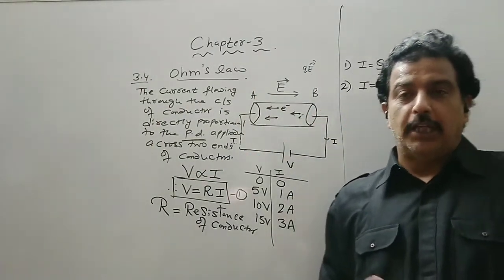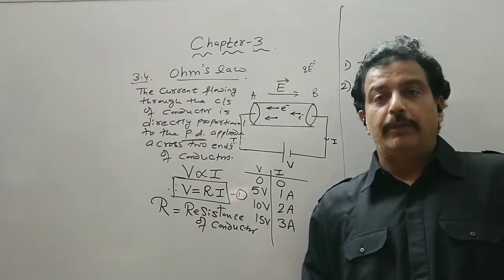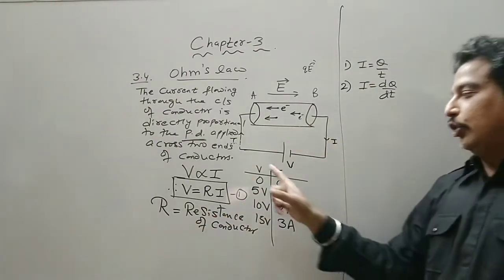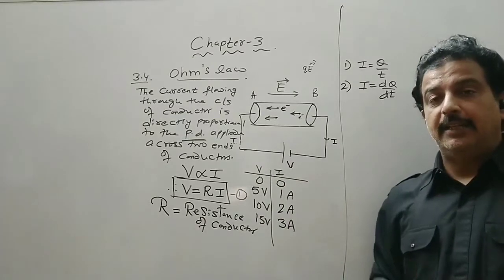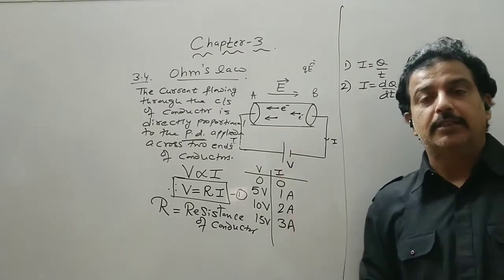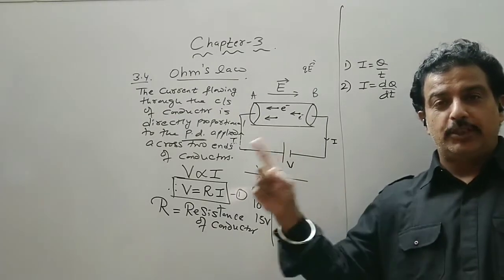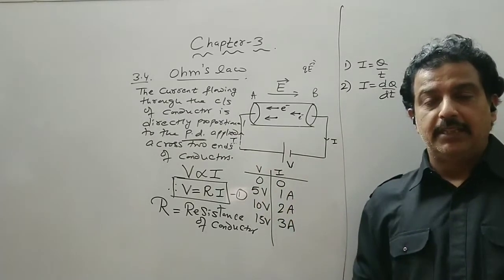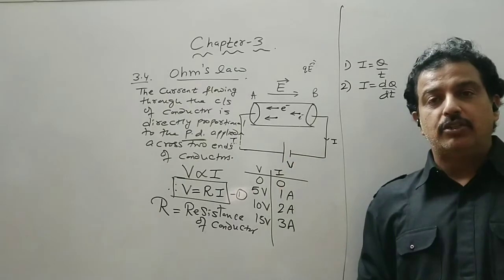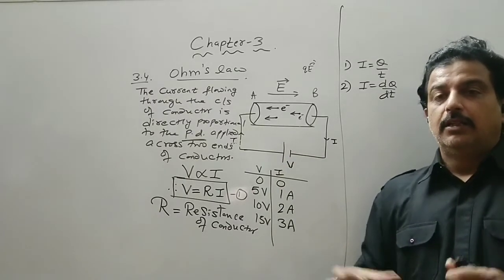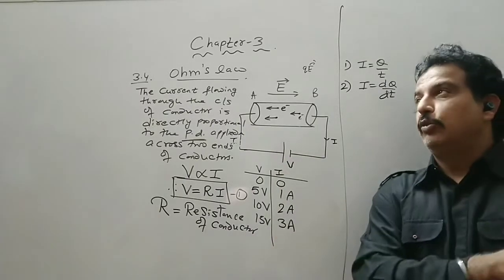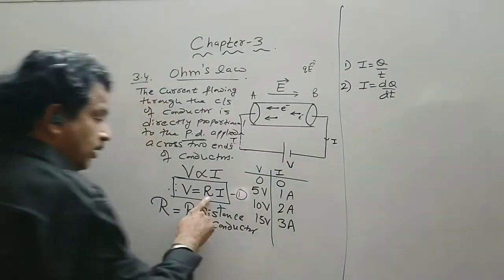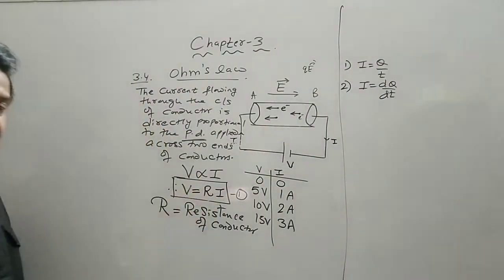Constant of proportionality means its value remains constant, or it is independent of V and I, same as what we have done in chapter 2. Q was equal to CV. So C does not depend on Q and V, but C depends on the dimension of the capacitor, shape and size, or the medium between the two plates. Similarly, here R will not depend on V and I.